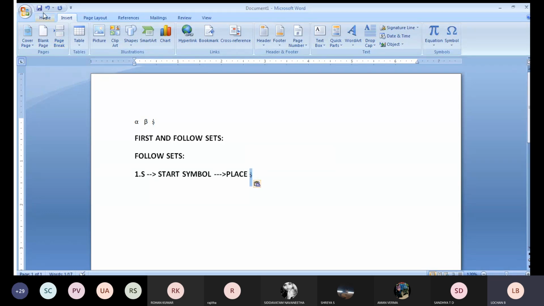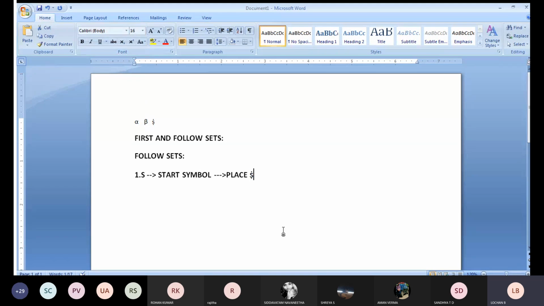While solving the problem we will understand everything. Place dollar in follow of S. While solving the problem you will understand. One more thing I want to tell you: the dollar symbol we represent as the input right marker. Whatever dollar we use, we say it as the input right marker. This is the first step we will be applying in your follow step.